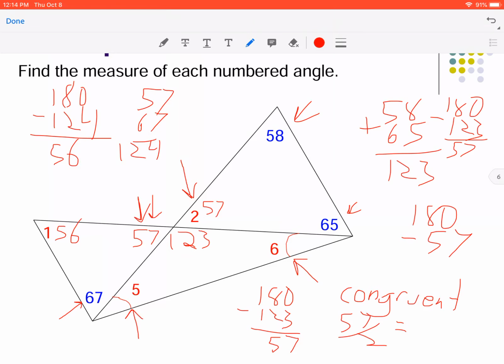Now if I did 57 divided by 2, that should be angle 5 and angle 6. That's 28.5. You don't always have to have a perfect number here. Each one of these angles should be 28.5. All right?